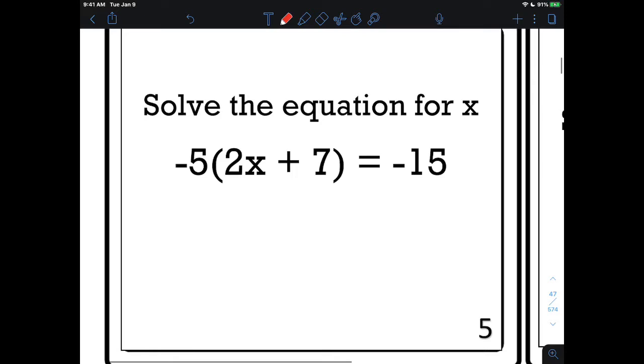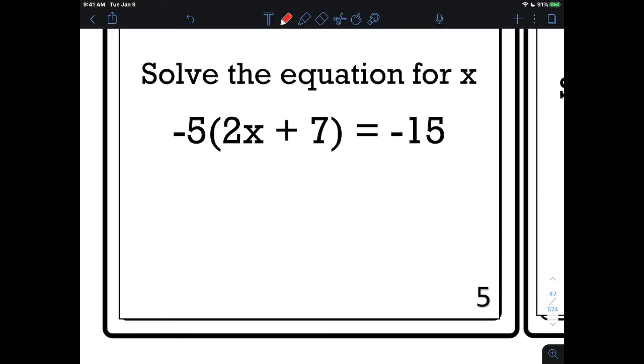All right, next one. Solve the equation. So remember, solving means x wants to be by itself. So first thing I want to do, of course, is distribute.